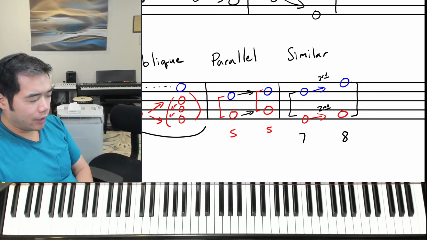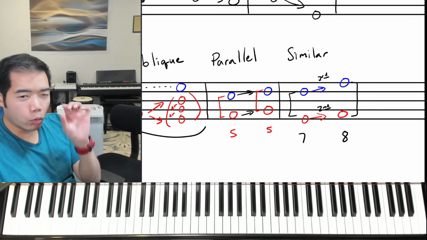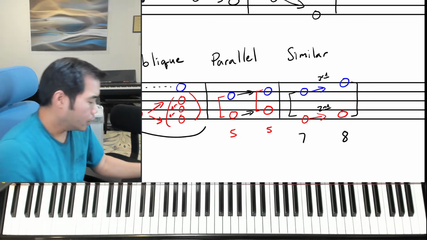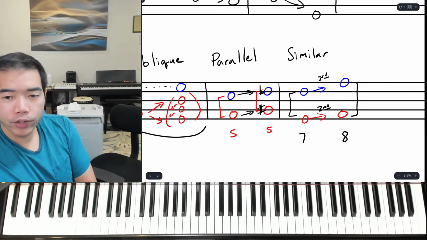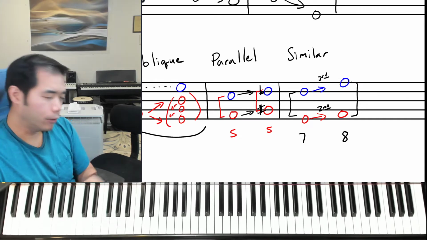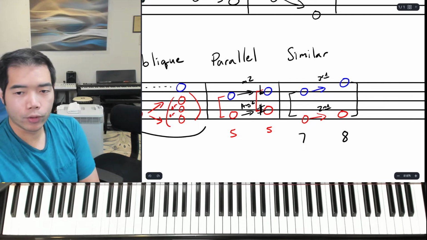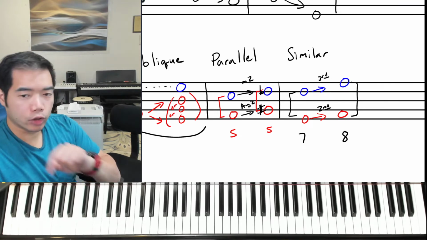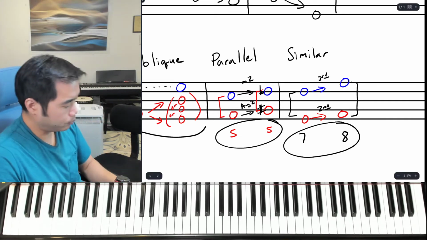Keep in mind that these intervals are based on the numeric size only and not on the actual quality of interval. For example, you could have this voice move up by, say, a half step, and this one by a step and a half, and it won't matter. That's still parallel motion because they're both intervals of a fifth, even though this might have moved up by a minor second and this one might have moved up by an augmented second. That's irrelevant for now, okay? Irrelevant in terms of the type of motion we're dealing with. So you just care about the numeric size of the interval alone.